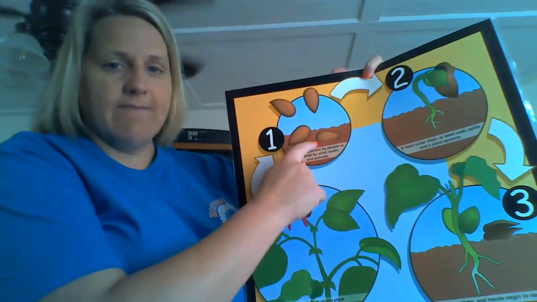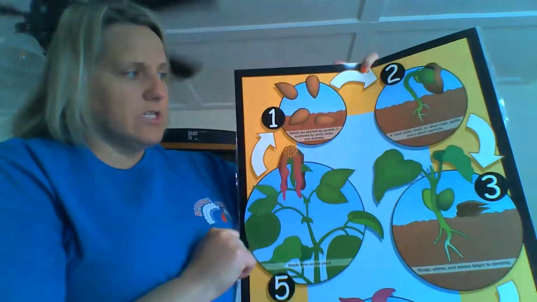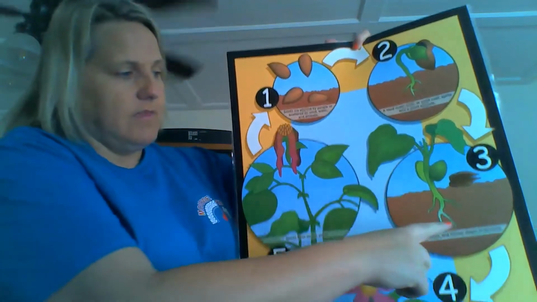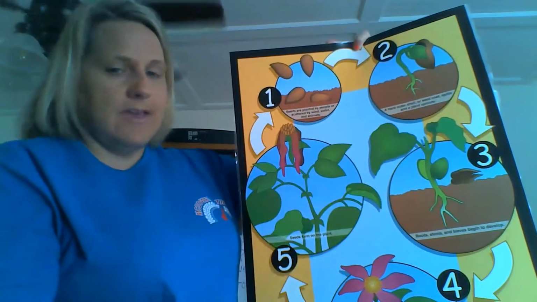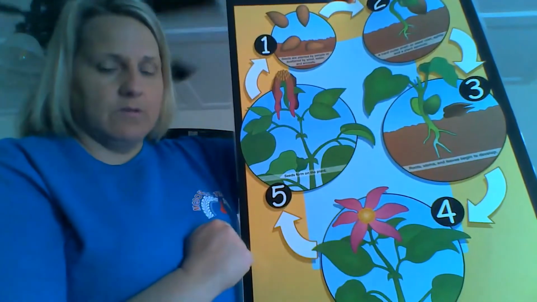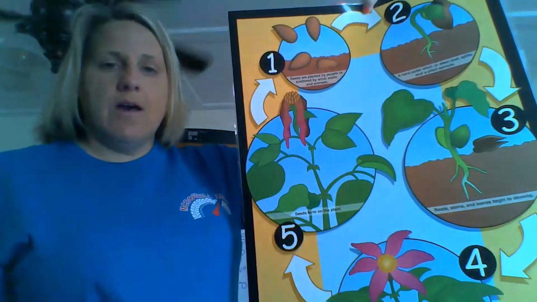Remember, cycle one, we have the seed, it's planted into the ground. Then it starts to sprout and make roots. Then the roots grow into leaves and the stem. And from there we have the flower that is bloomed. And once the flower is bloomed, it produces seeds to start up the cycle all over again.